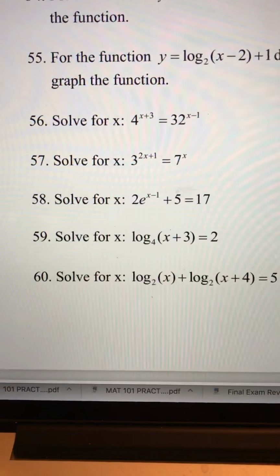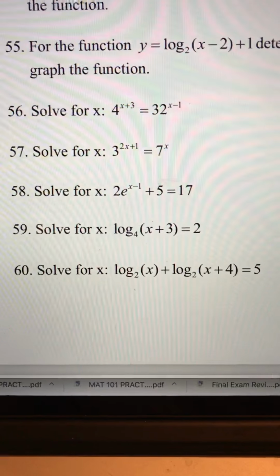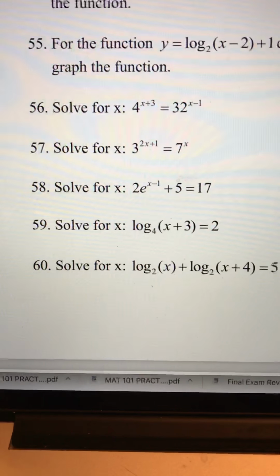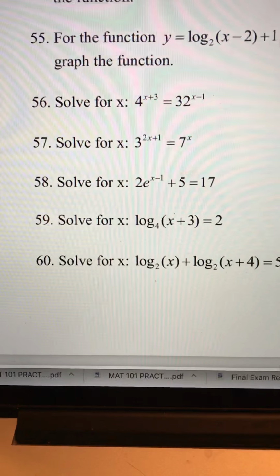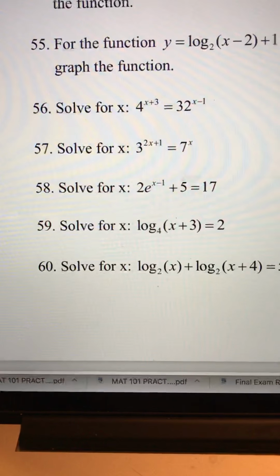Okay, now we're going to solve some exponential and logarithmic equations. Number 56, solve for x. 4 to the x plus 3 power equals 32 to the x minus 1 power.